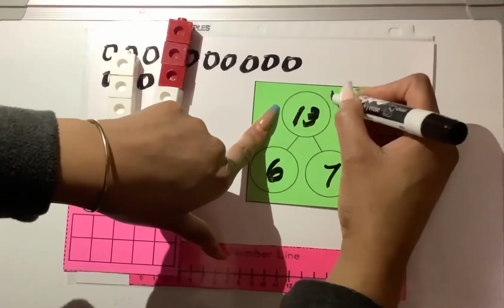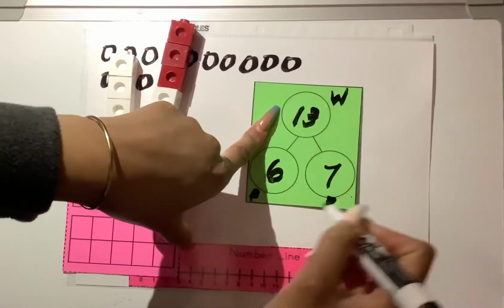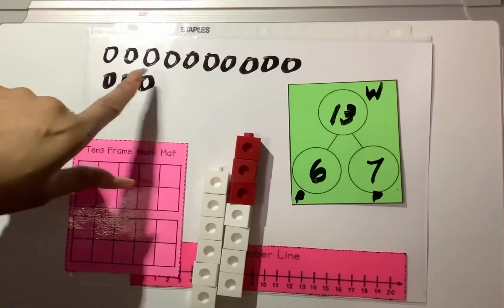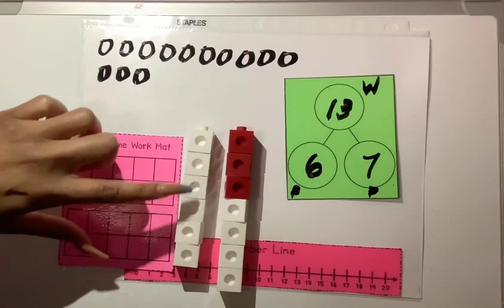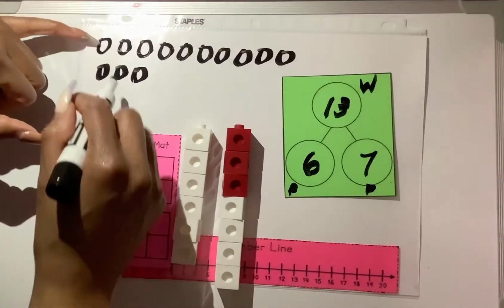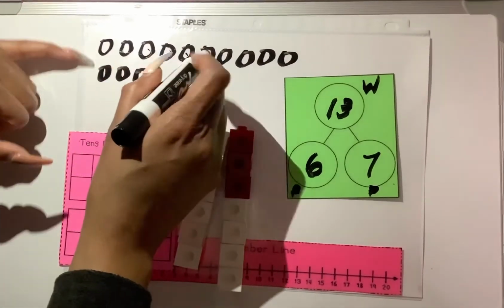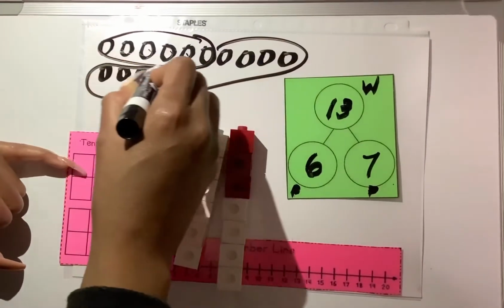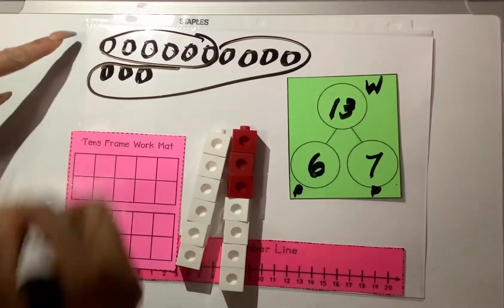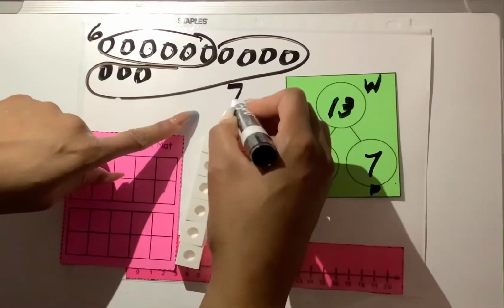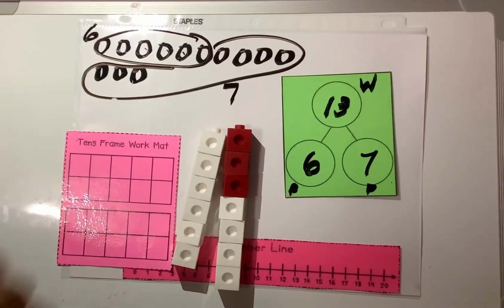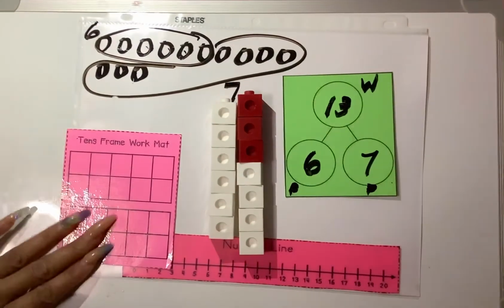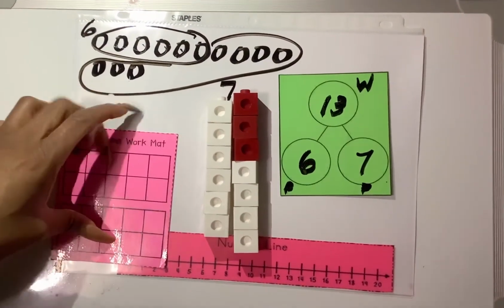So this was my whole. This is a part and this is a part. I'm going to show the same thing here. So I have 6. 1, 2, 3, 4, 5, 6. I'm going to circle 6. That's one part. And then I have the other part. So this is 6 and this is 7. I'm not going to use my number line today because this is a decomposition problem.